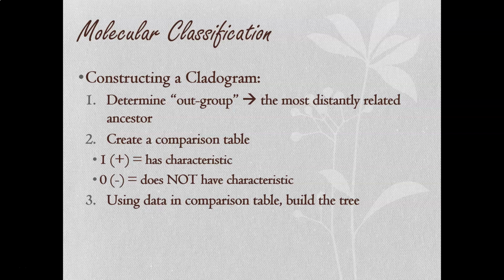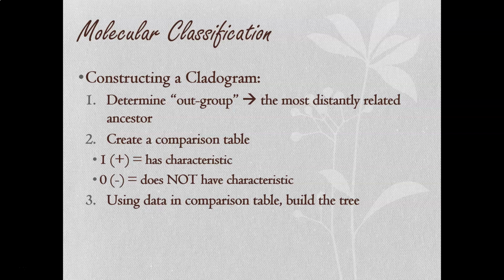One of the things that we need to do when we're creating a cladogram or phylogenetic tree is to create a comparison table. And a comparison table really is just comparing the species that you're looking for and who has the characteristics that you have decided to include as a means of determining their evolutionary relationships.